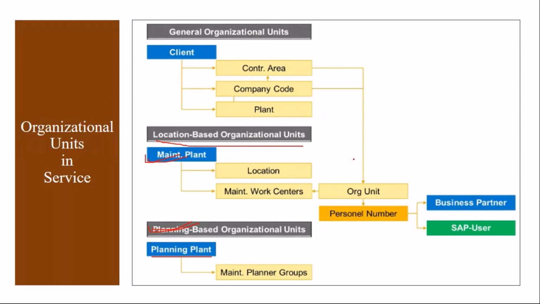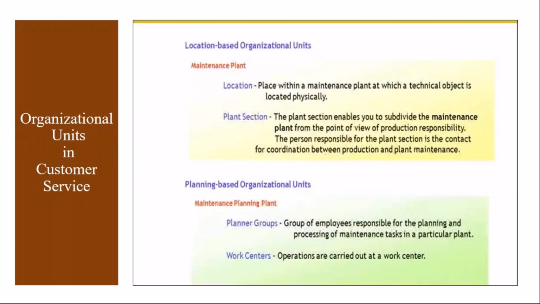Under that you have the work centers. In the maintenance plant you will normally have the work centers. We'll be discussing work centers in a separate topic. And the planning plant will have the planner groups. Maintenance plant is the plant where your equipments are located. Under the maintenance plant we have location and plant section. When we go to the work center topic, at that time we will be creating all these things.